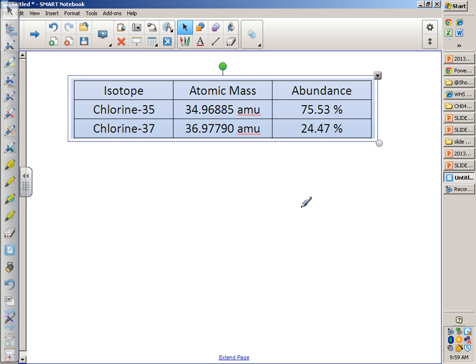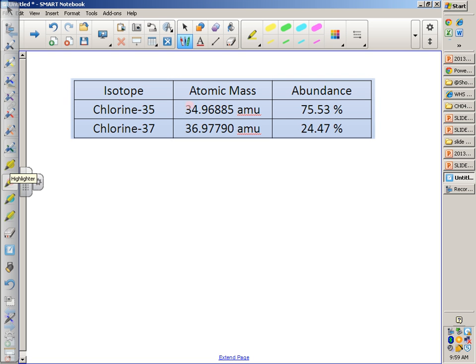Okay? So, here's chlorine-35 up on the top. Its atomic mass is this number. First, before we get into calculating the average atomic mass, I want you to discuss in your small groups, what does that number mean? The fact that chlorine-35 has an atomic mass of 34.96885. What does that mean? Discuss, small groups, go.